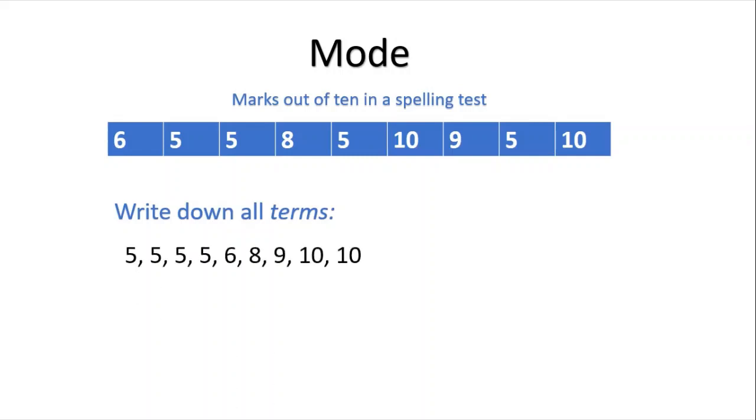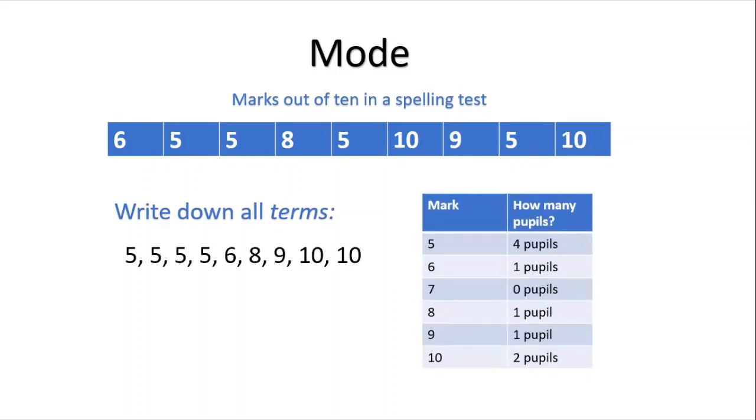So I've got 5, 5, 5, 5, 6, 8, 9, 10, 10. Now straight away we'll notice here that I've listed all the 5s and all the 10s. They were the marks that occurred more than once. So there's 4 5s, a 6, an 8, a 9, and 2 10s. What I'm now going to do is just shove them into a table, just to make it a bit easier to follow. And we can see here that 5 is the most common mark, because 5 occurred 4 times, and all the other marks occurred less than 4 times.